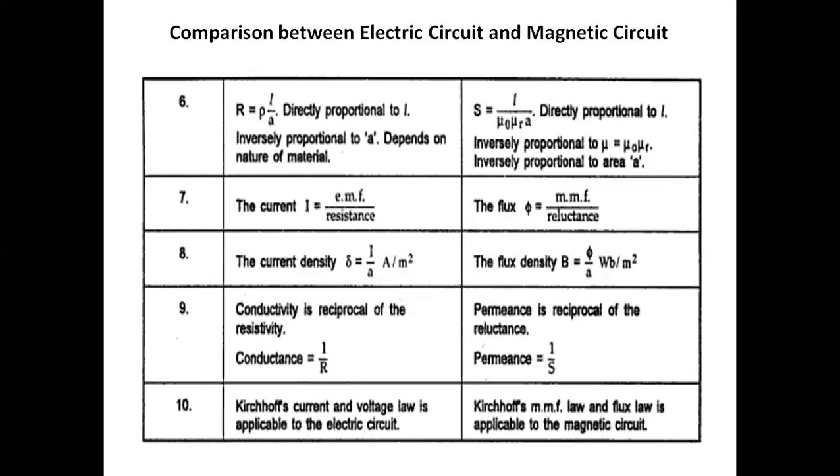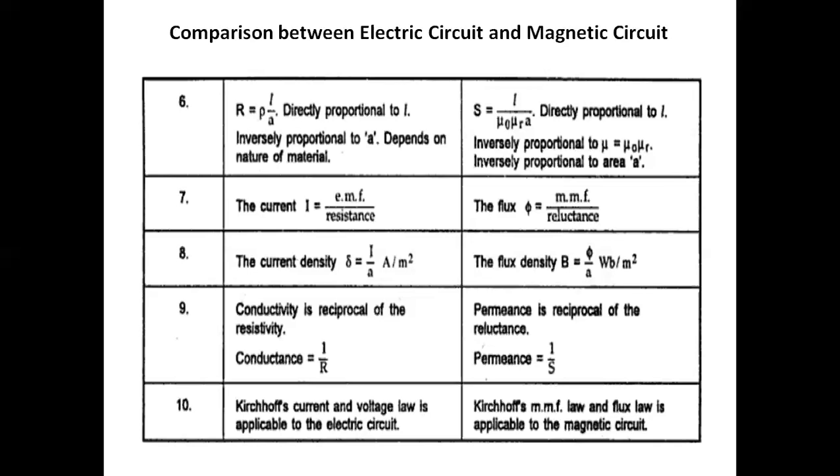The current, from Ohm's law, is I equal to V by R, that is EMF by resistance. Same thing, E by R. The analogue of current is flux. Flux equals MMF by reluctance. Current density J is equal to I by A, where A is the area. Flux density is phi by A.